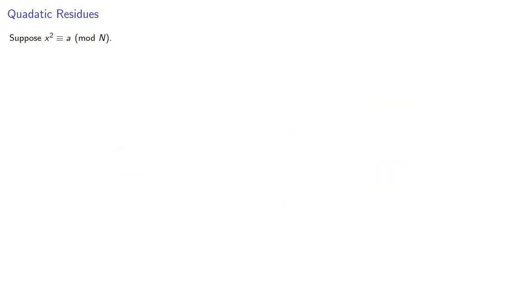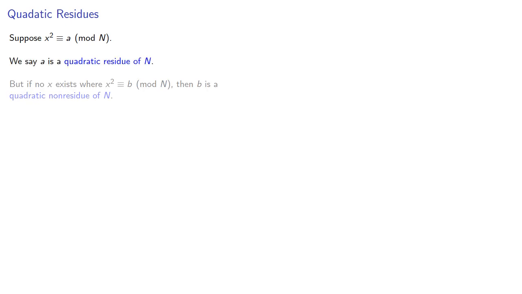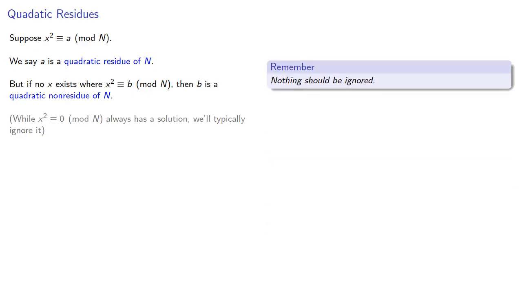Suppose x squared is congruent to a mod n. We say that a is a quadratic residue of n, but if no x exists where x squared is congruent to b mod n, then b is a quadratic non-residue of n. And it's worth remembering, nothing should be ignored. While x squared congruent to 0 always has a solution, we typically ignore it.